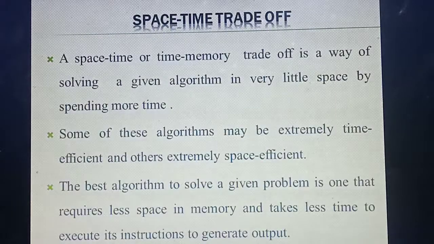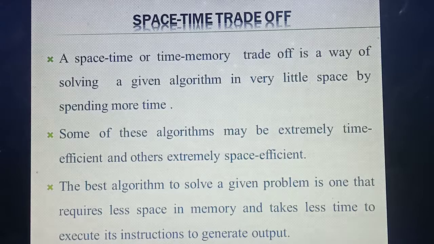Next one is space-time trade-off. Okay, so space and time, you already studied about the space factor and the time factor. So space-time trade-off means, if you are saying a particular algorithm is an efficient or good algorithm, how can we say it? It will only take a little space by spending more time. When we can say a particular algorithm is efficient, it will take only less memory space to store, by spending more time.